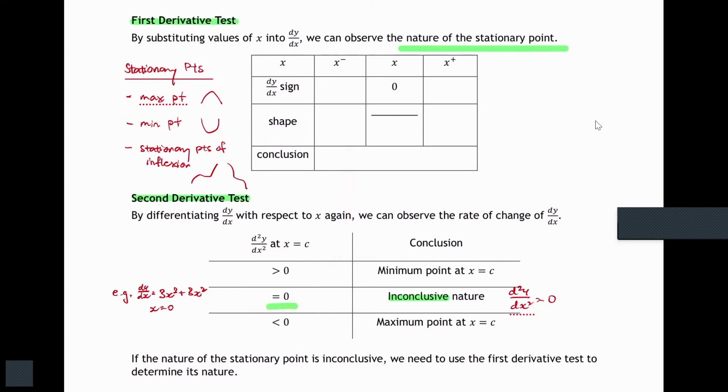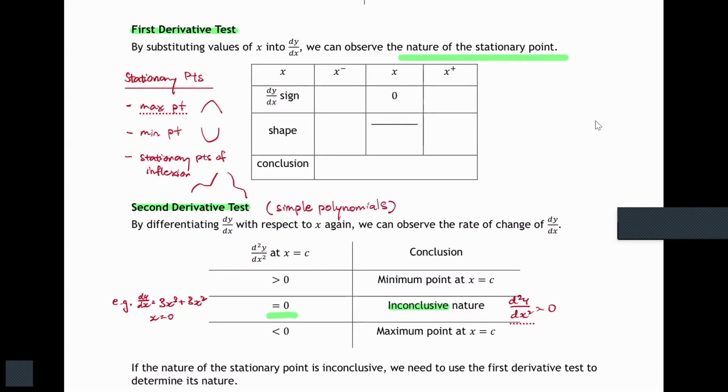So second derivative test has a risk, but I'll just write down here an exam strategy. Exam strategy: when do you use second derivative? If you see simple polynomials. When I see simple polynomials, I tend to use second derivative because it's easy to differentiate again and sub the x value in. Can? So for n degree polynomials, first derivative test always works. It's a bit tedious, but it's actually okay.